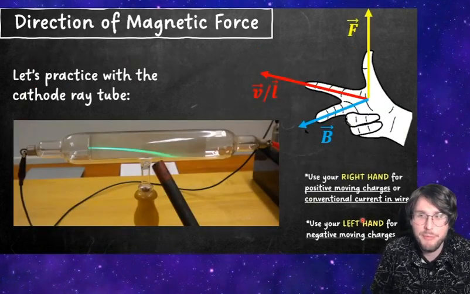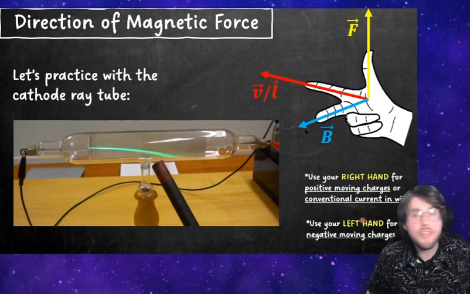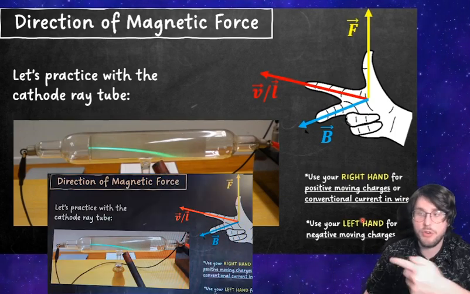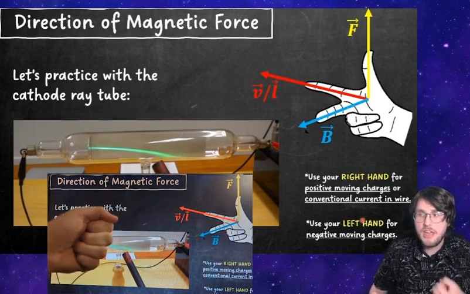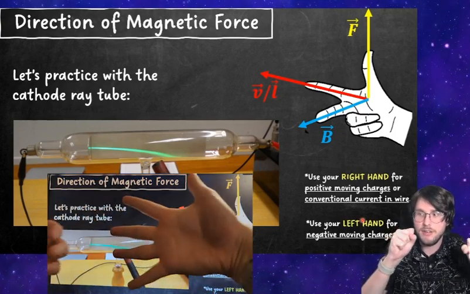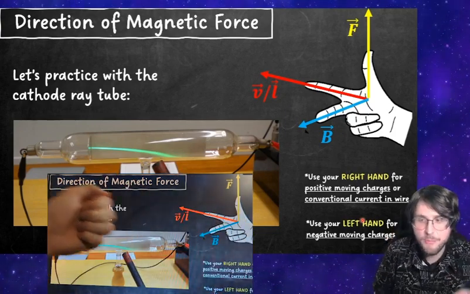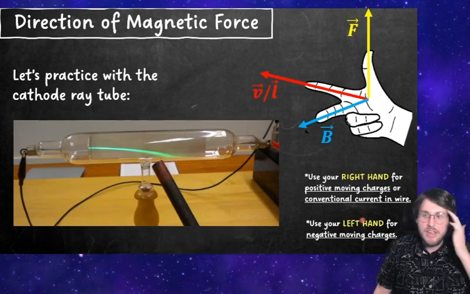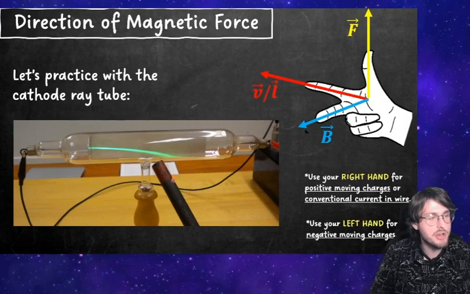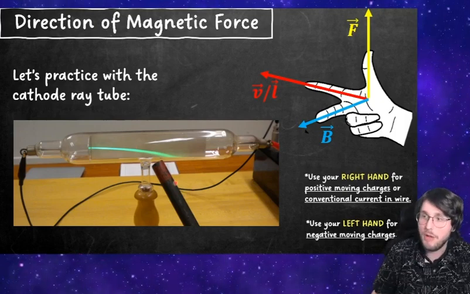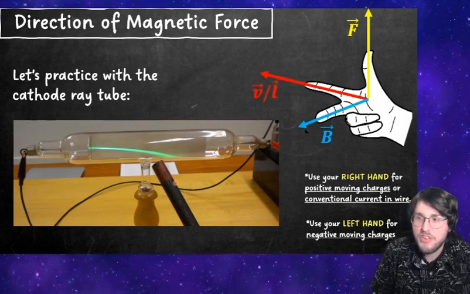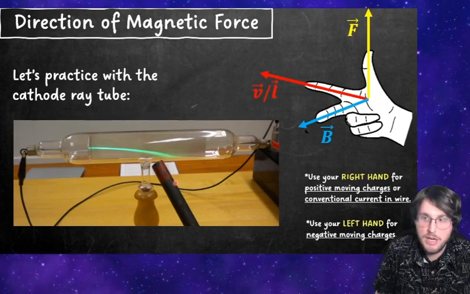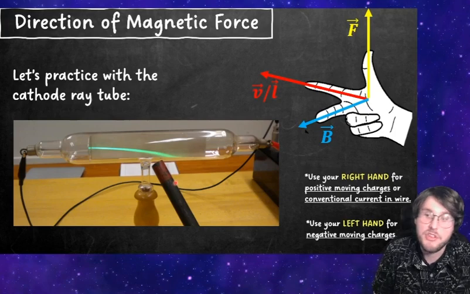the cathode ray tube. So in this case, keep in mind that it is negative charges, electrons, that are flying out from the left side towards the right side. So in this case, you should use your left hand in order to determine the force that it's experiencing correctly. Now, we also know and see in the picture here that there's a north pole of a magnet facing towards the side.